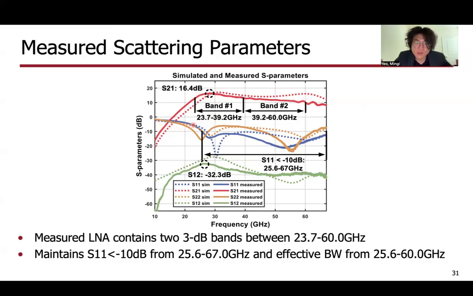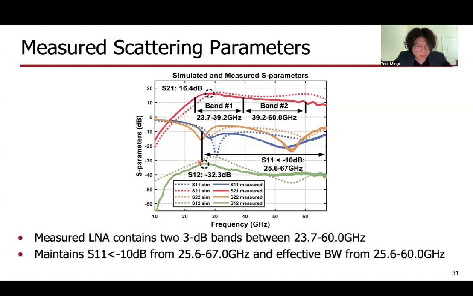Next, the input matching level in blue here remains below negative 10 dB from 25.6 gigahertz all the way up to 67 gigahertz. Moreover, we define the effective bandwidth of our LNA as the intersection between the bandwidth of the gain and the bandwidth of the input matching, such that the effective bandwidth of the LNA exists from 25.6 gigahertz, limited by the S11, all the way up to 60 gigahertz, limited by the gain of our LNA. The output matching in yellow here remains below negative 6 dB from 20 gigahertz to 67 gigahertz. And we see this dual resonance response due to the dual resonant impedance that we have at the output of stage 3.